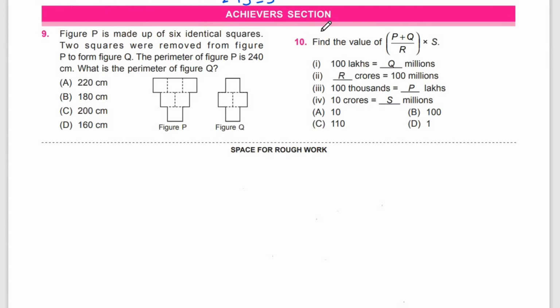Now let's see the achievers section. This is a very important section. In this, each question carries 3 marks. Okay. Now we have some sample questions. Let's see the first question.